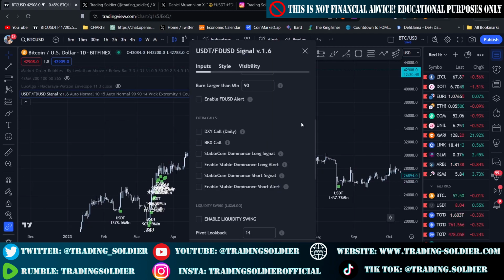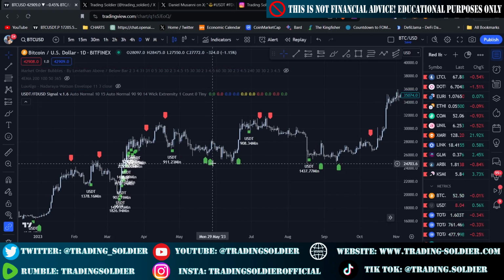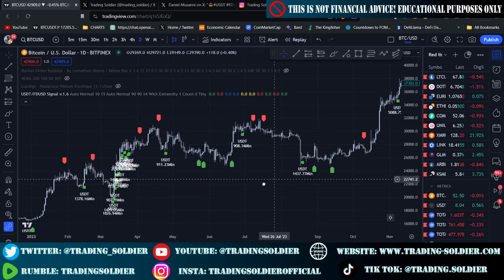The next function that this indicator does very well is the stablecoin dominance signals. To activate it, you need to enable these two options. You can also use the alerts, but I will not use the alerts. I only want the signals in the chart. As you can see here, these green tags and red tags give you the signals, and this is what it does.